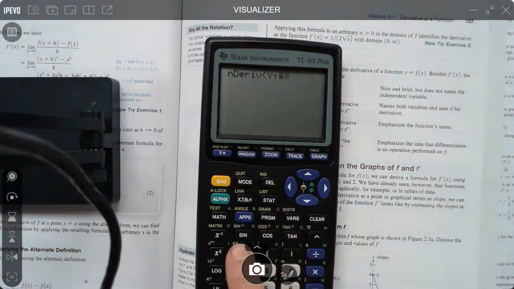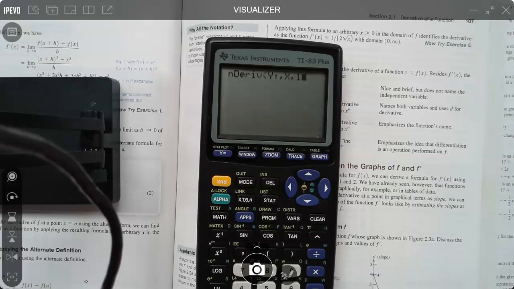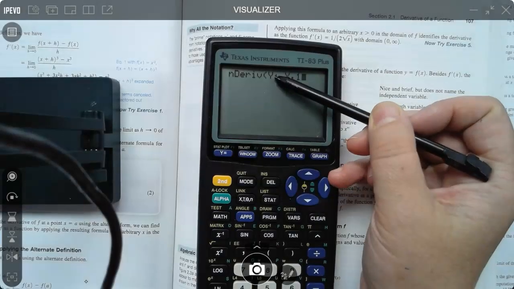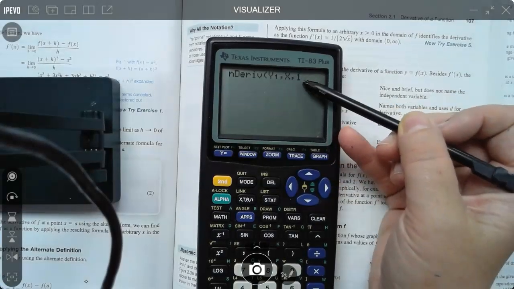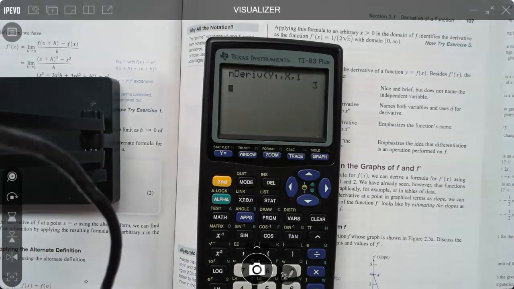All right, listen. Y1, comma. You're always going to hit an X next. Comma is right above the 7. Comma. Where do I want to find the derivative at? When x equals what? 1. It's always Y1, x, and then the value you want to find it at. Hit enter. And it gives you 3.